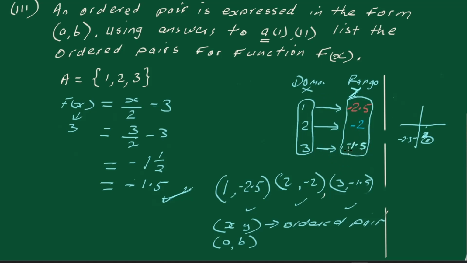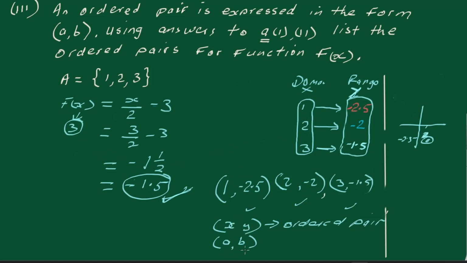And when the domain is 3, the range is negative 1.5. We worked out 3 because it had not been worked out before. So when 3 is the input to the function, the output becomes negative 1.5. So 3 and negative 1.5 will become an ordered pair. The ordered pair will be arranged in the form of x and y, where x is the domain value and y is the range value.